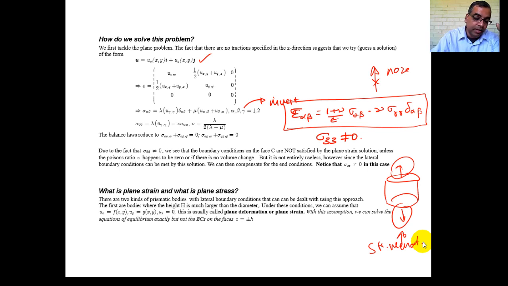The interesting problem is, with this kind of an assumption, you can solve the equations of equilibrium and the displacement and the compatibility equations. Since we are guessing displacements, there is no question of compatibility. So equations of equilibrium exactly, lateral boundary conditions exactly, but as usual, top and bottom we will not be able to solve.